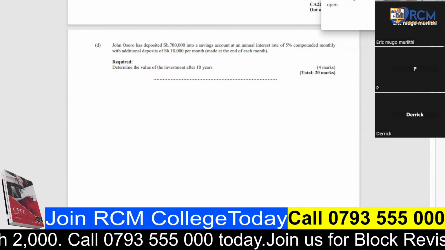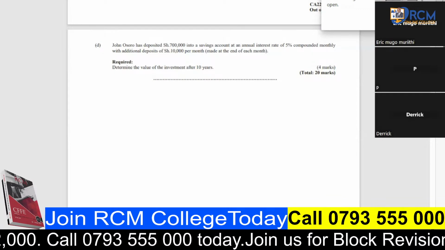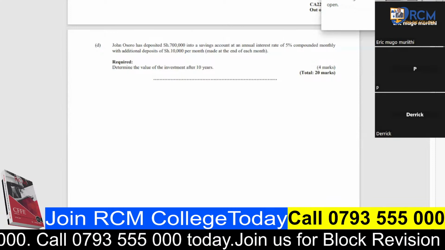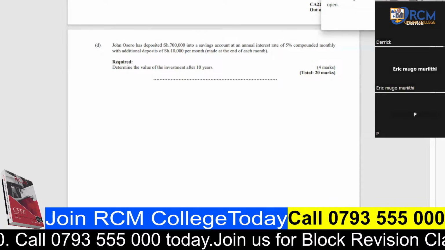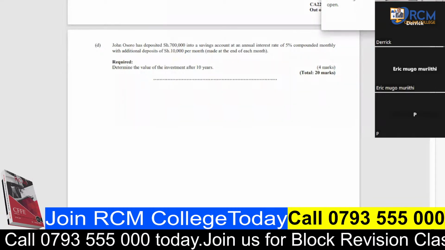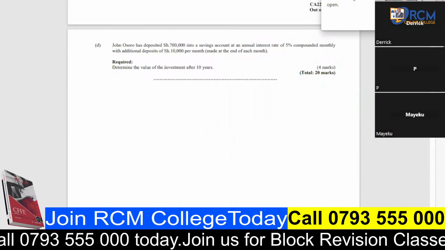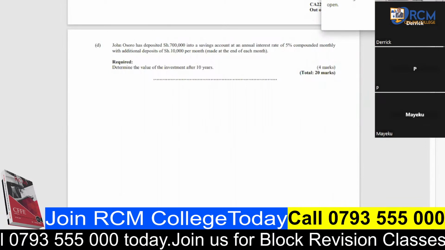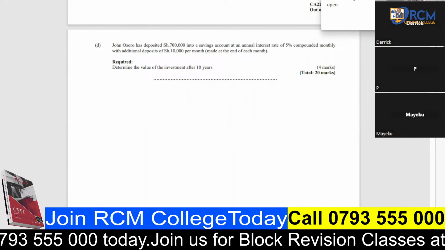Question number 5D. John Osoro has deposited 700,000 shillings into a savings account at an annual interest rate of 5% compounded monthly, with additional deposits of 10,000 shillings per month made at the end of each month. Required, determine the value of the investment after 10 years.